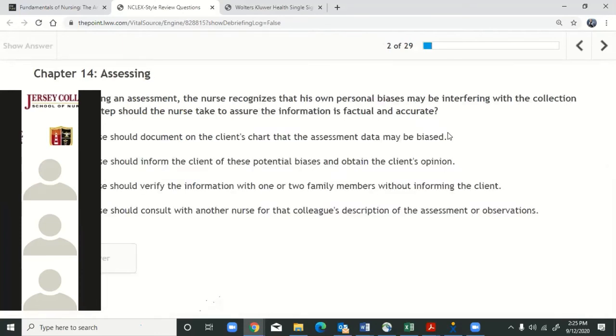All right, so while performing an assessment, the nurse recognizes that his own personal biases may interfere with the collection of data. What steps should the nurse take to assure that information is factual and accurate? One, the nurse should document on the client's chart that the assessment data may be biased. Would you do that? No. The nurse should inform the client of the potential biases and obtain the client's opinion. No. The nurse should verify the information with one or two family members without informing the client. No. So again, think about things that make sense versus what doesn't make sense, because Judge Judy says if it doesn't make sense, it's not true. The nurse should consult with another nurse for that colleague's description of the assessment or observation. Yes.